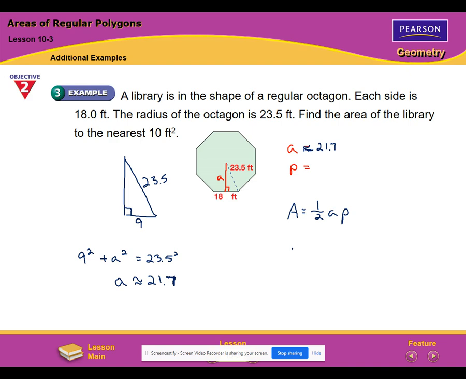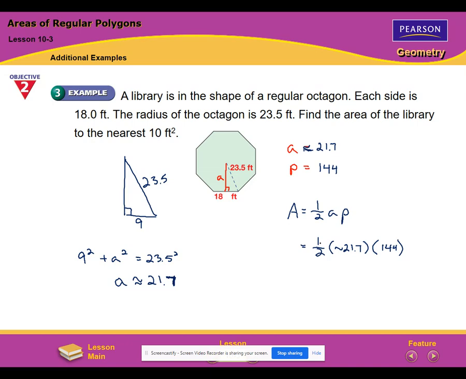And as I start to fill out my formula, 1/2 of approximately 21.7, and I'm putting that symbol in there to remind myself that it's approximated and that I still have the exact value in my calculator. It's going to get multiplied by 1/2 and multiplied by the perimeter. Okay, well, what's the perimeter? Here's an 18-foot side, and there are 8 of them. They're all the same length, 18, because it's a regular figure. So 8 times 18 would be 144. The apothem is about 21.7. The perimeter is exactly 144. And this is the line of work that you ought to show.